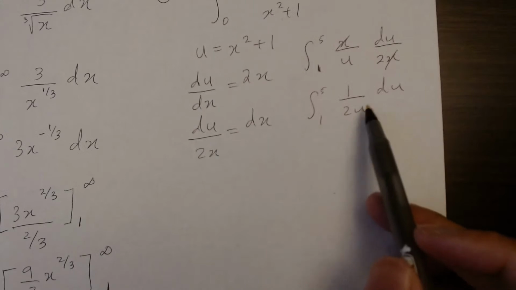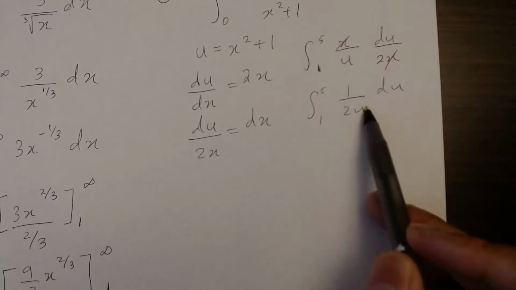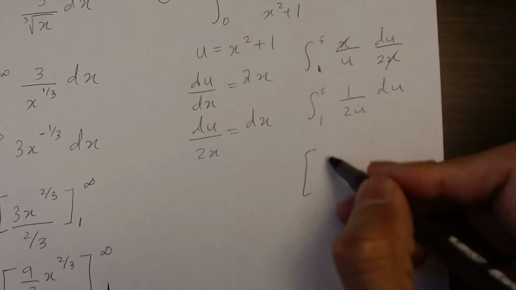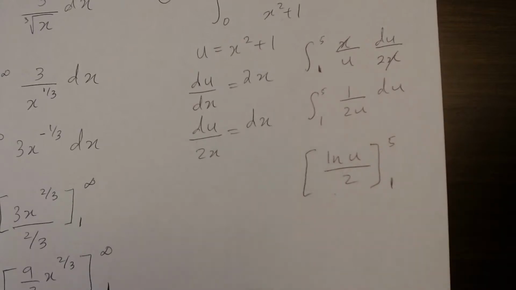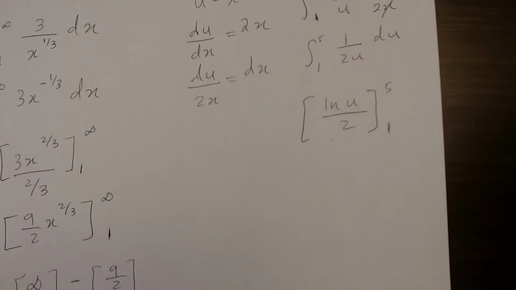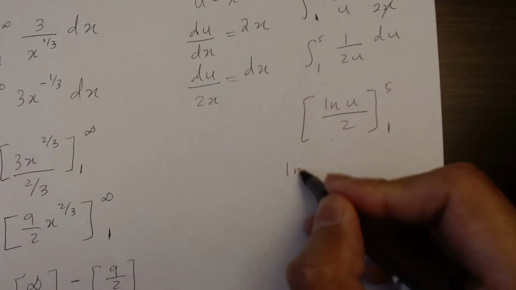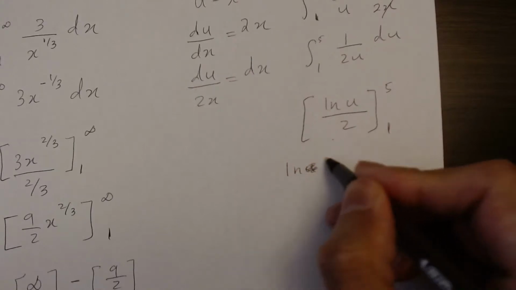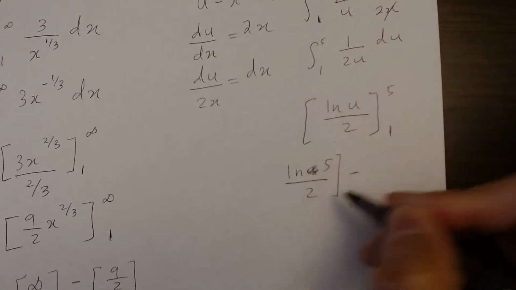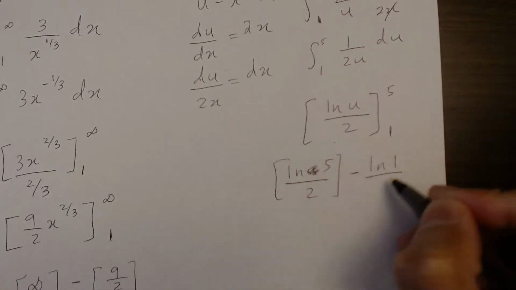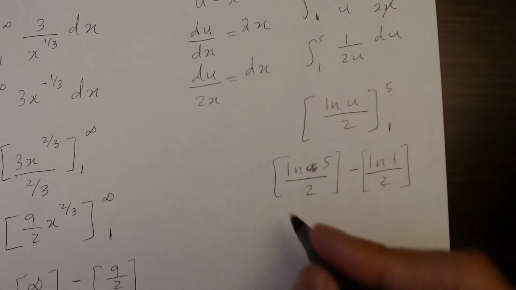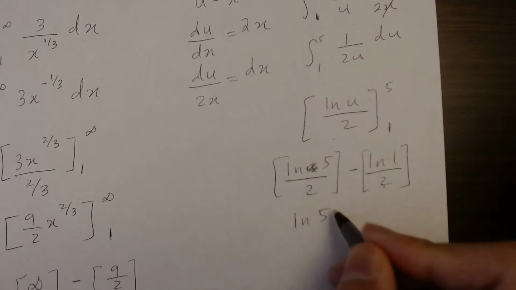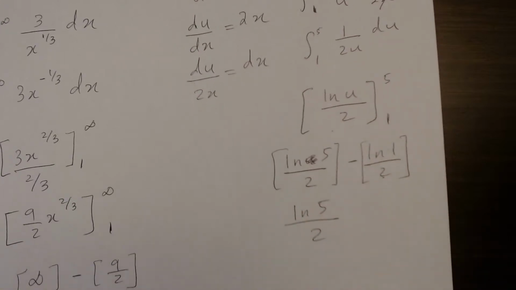If I integrate this, the integral of 1 over u is just ln u. So I just have ln u divided by 2, with the limits of 5 and 1. Now I'm going to sub in my limits into this. So I have ln 5 over 2 minus ln 1 over 2. ln 1 is just 0, and 0 divided by 2 is just 0. So that's going to disappear, and my final answer is just going to be ln 5 over 2.